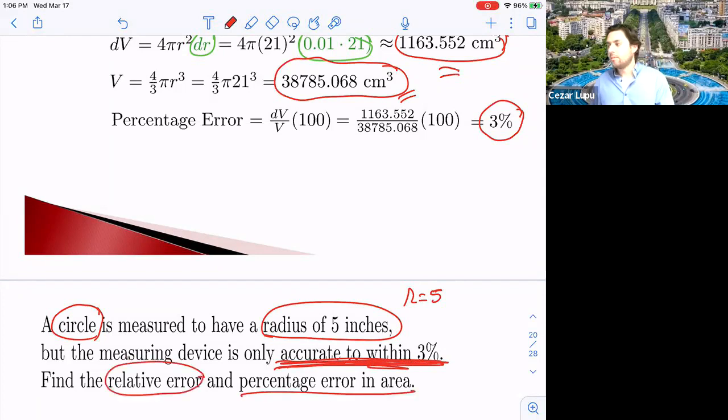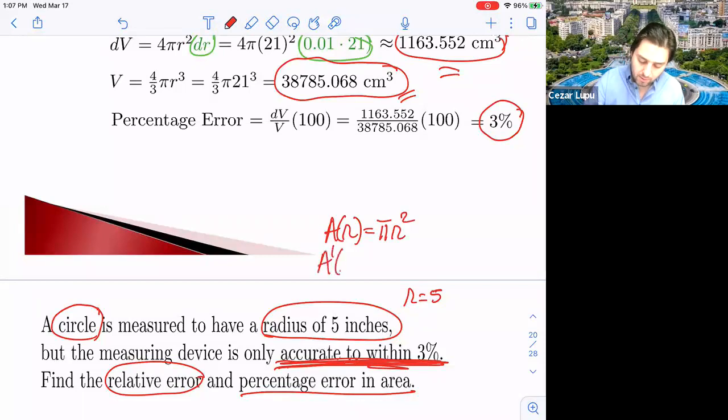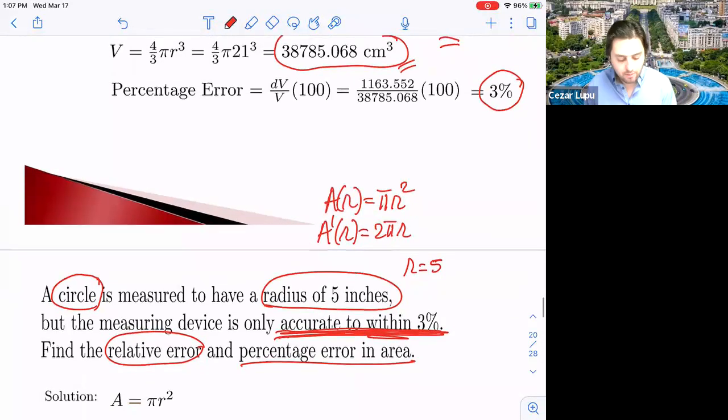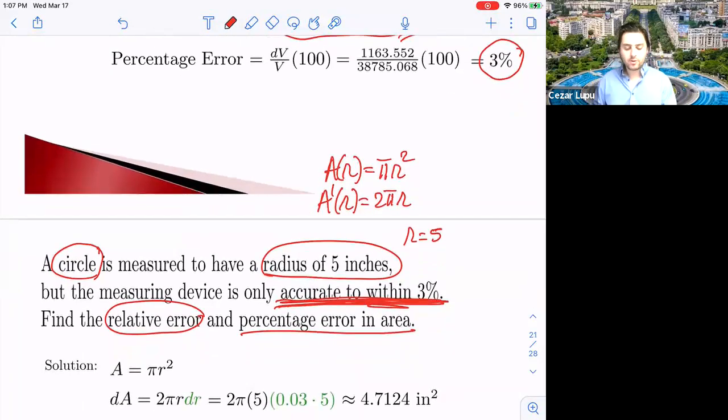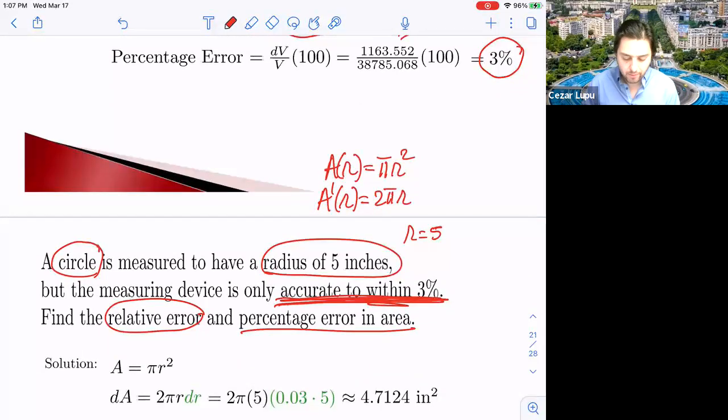Okay, so now we know that the area A of R is pi R squared, right? So that's the area of the circle. Like I said, it's a function of R. And now, if we want to compute the derivative, A prime of R will be 2 pi R, right? It's actually the length of the circle. And now if we want to write the differential, dA will be 2 pi R times dr.